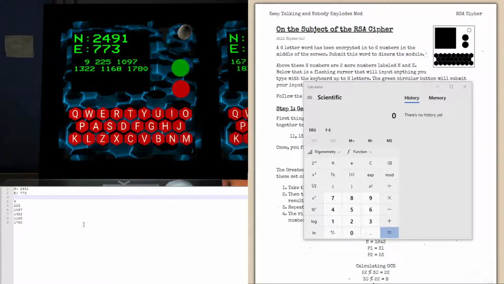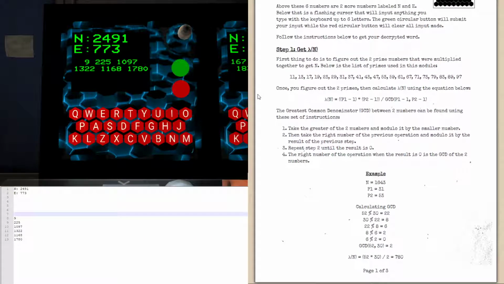Alright, to start off with, we need to get lambda n. In order to do that, first we need to figure out what two prime numbers were multiplied to get this value of n. There are some tips and tricks with this one. If the value is less than 4,000, start on this end. If it's above 4,000, start on this end.